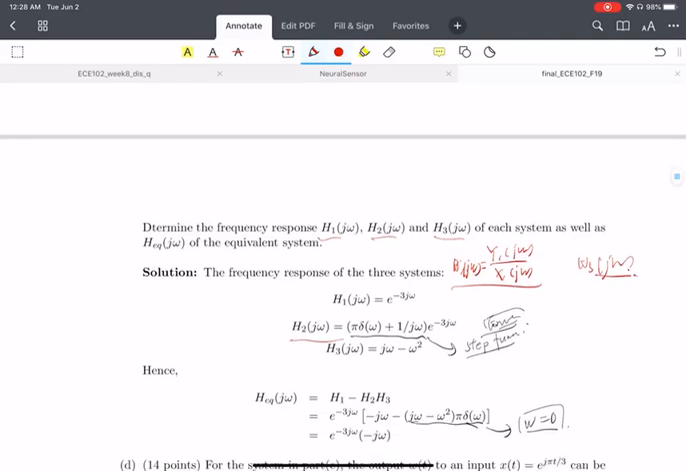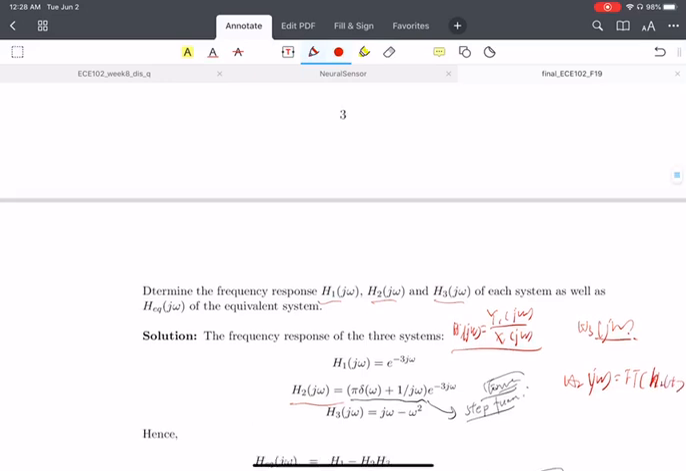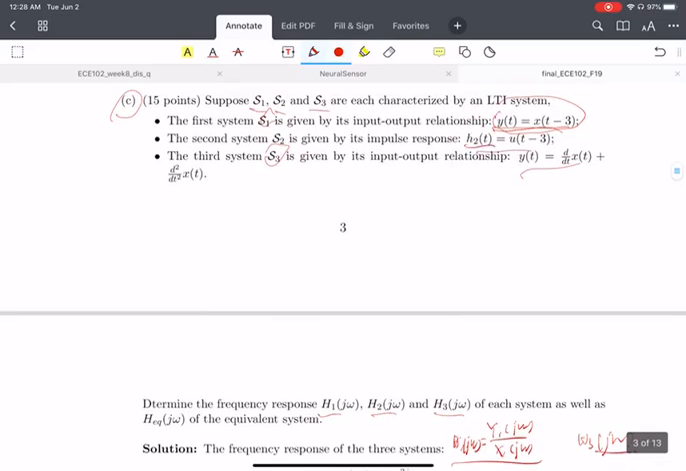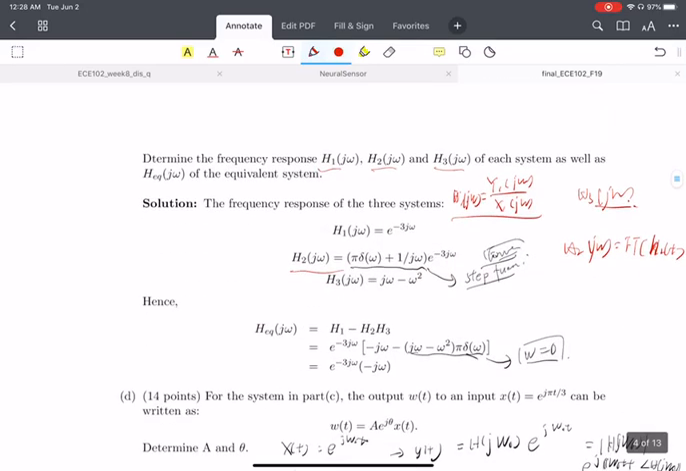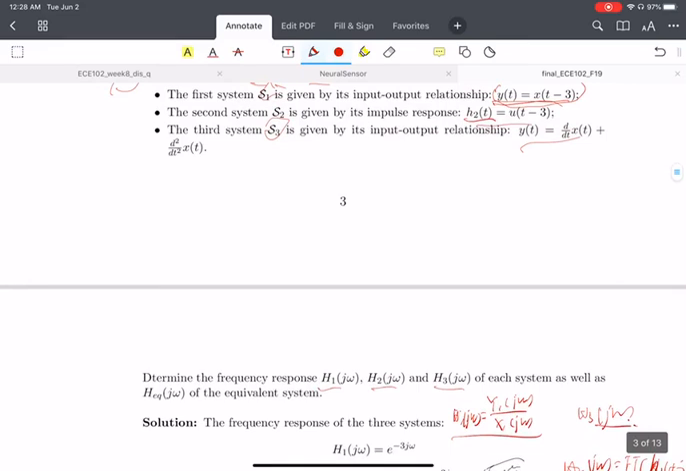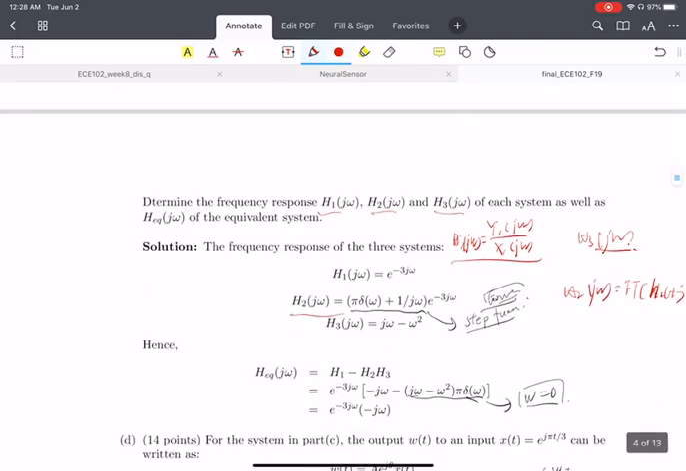For H2(jω), H2(jω) is just the Fourier transform of h2(t), because the impulse response of system S2 is given. And when we observe it, it's the shifted version of a step function. The Fourier transform of a step function is proved in the lecture. It's in this form, and we add the exponential of e^(-3jω). This exponential term will act as a shifter.